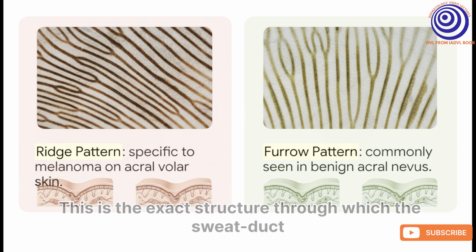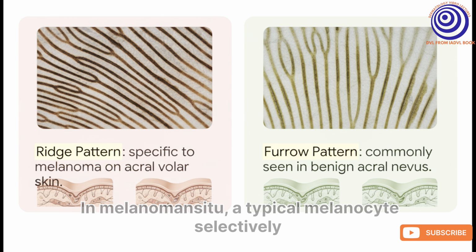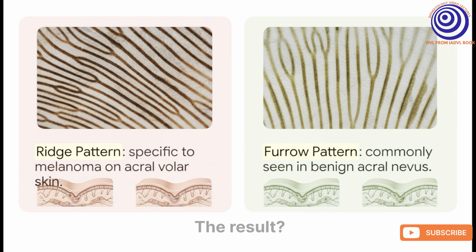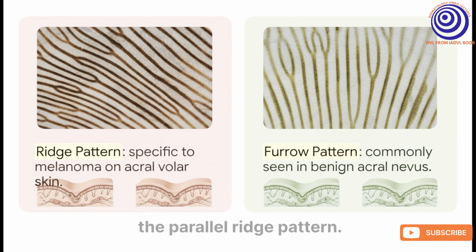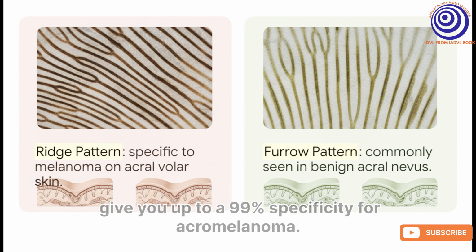This is the exact structure through which the sweat duct acrosyringium traverses. In melanoma in situ, atypical melanocytes selectively proliferate along this crista profunda intermedia. The result? Pigment concentrated heavily on the raised ridges, the parallel ridge pattern. Simply put, ridges literally equal red flags, giving you up to a 99% specificity for acral melanoma.